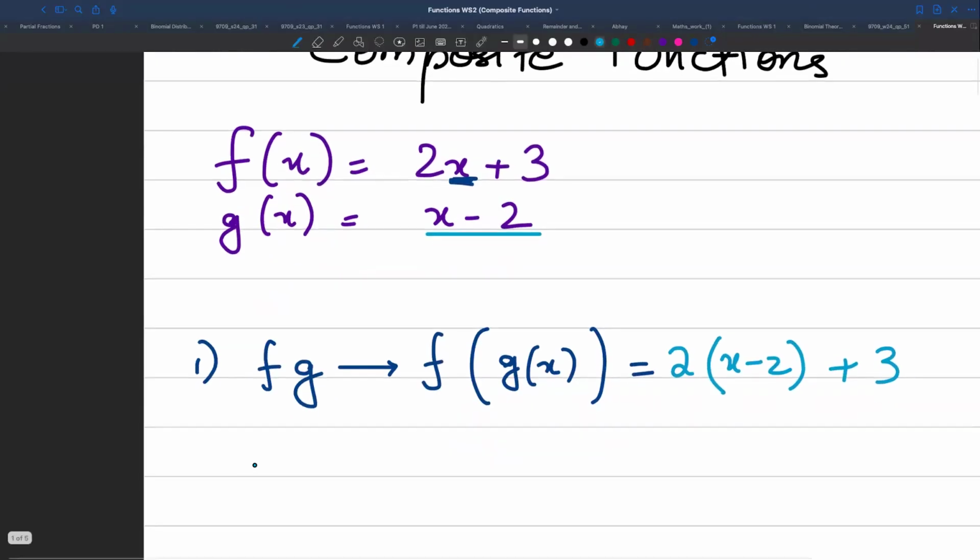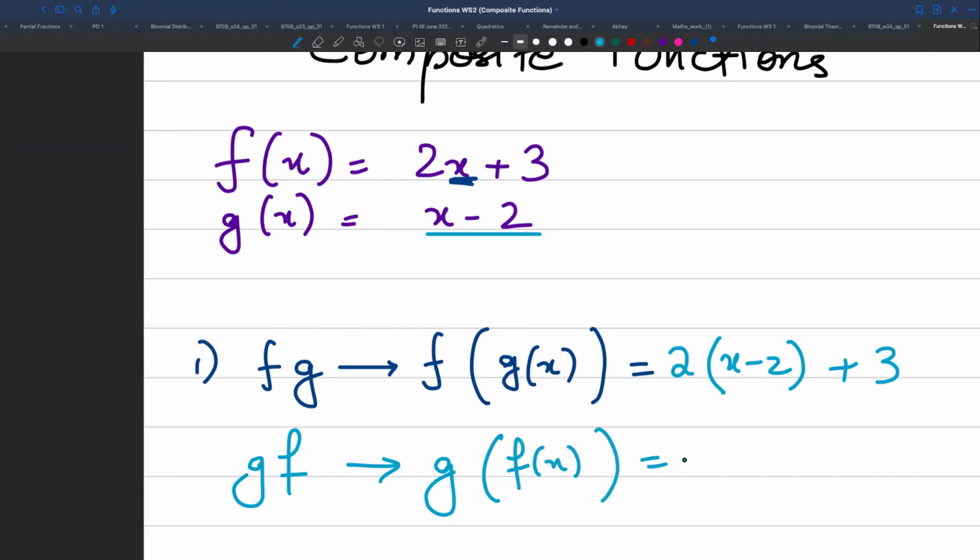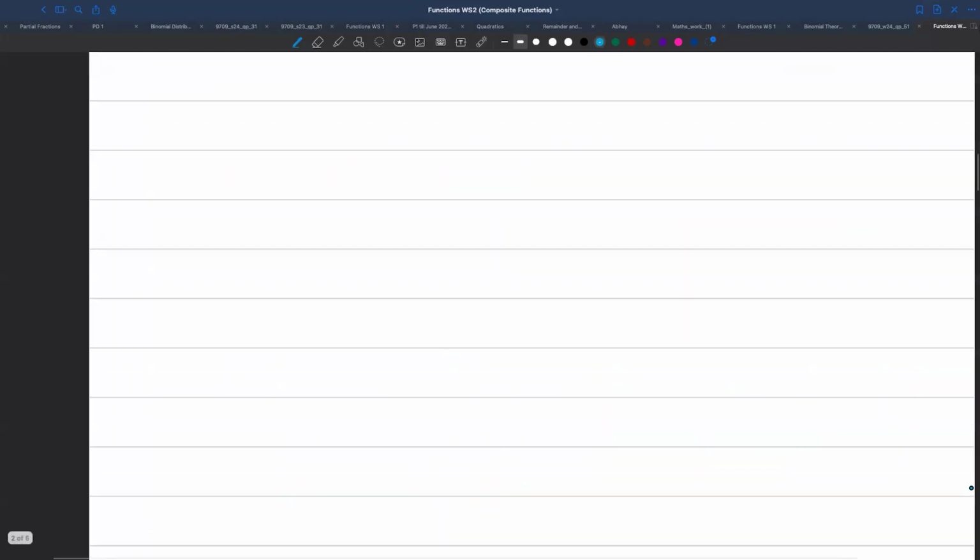Nothing different. I can do the same with g of f as well. In place of x, I will put the f of x function, so you will write 2x plus 3 minus 2, and that is a composite function. There is nothing more to this than what I've explained. Yes, we'll come on to inverse functions later. Range and domain concepts remain the same here.